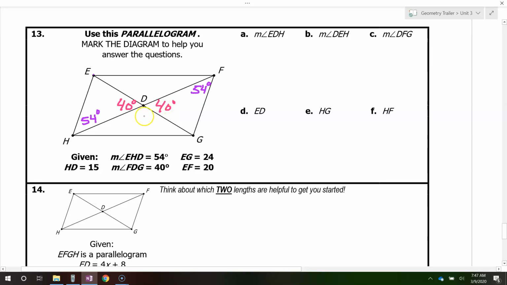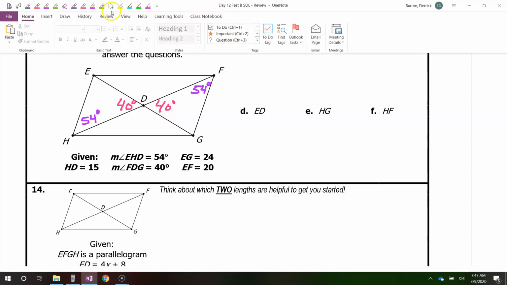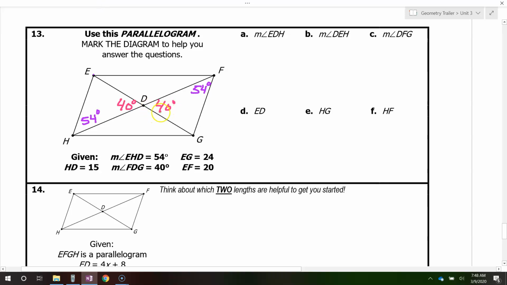Now, there's a couple other things that immediately will be true. Notice that you have a linear pair happening. For example, we have a linear pair right here. So these two angles should be supplementary. If this angle is 40 degrees, then this angle over here should be 140 degrees. That means that this is also 140 degrees right here.